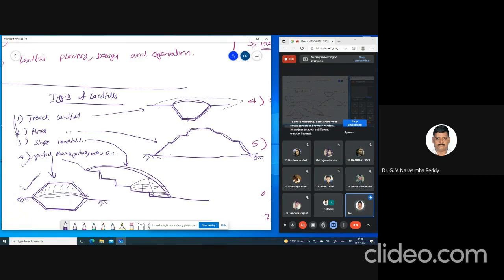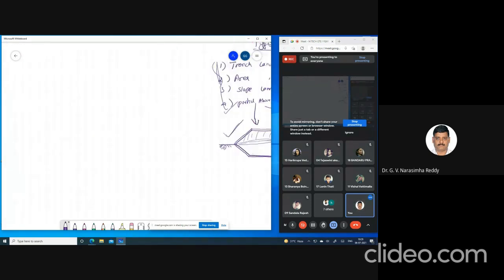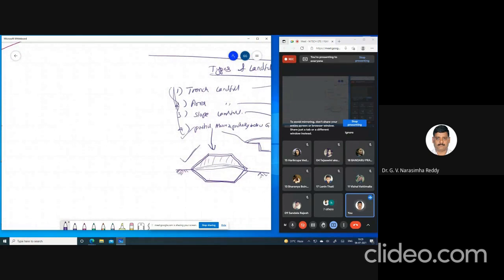So this is one way of classifying, based on the configuration. And another way of classification is hazardous waste and non-hazardous waste.